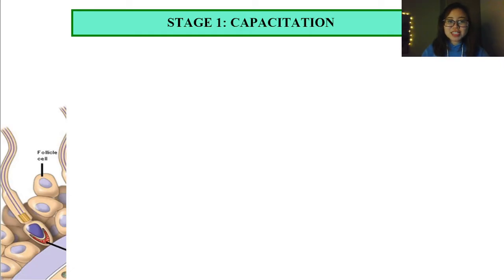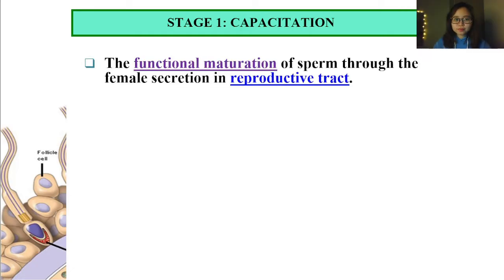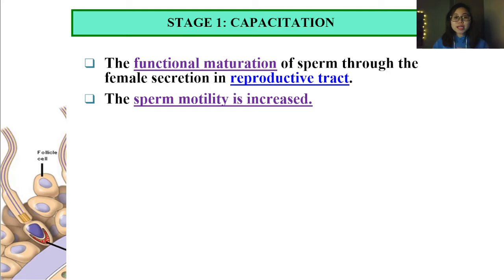So this first stage is capacitation. Capacitation is the functional maturation of a sperm through the female secretion in the reproductive tract. Meaning, dia masuk dalam badan perempuan, dia menjadi tahap yang dia paling matang. Paling matang atau dia sudah lengkap dari segi fungsinya. Okay? So now it's able to do all the things a sperm is supposed to do.